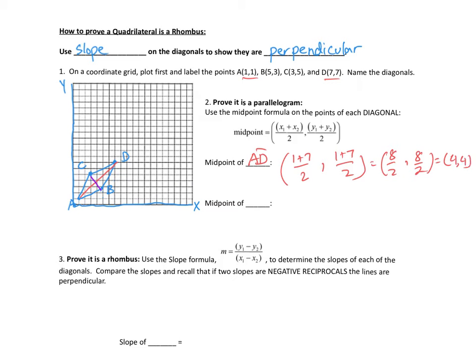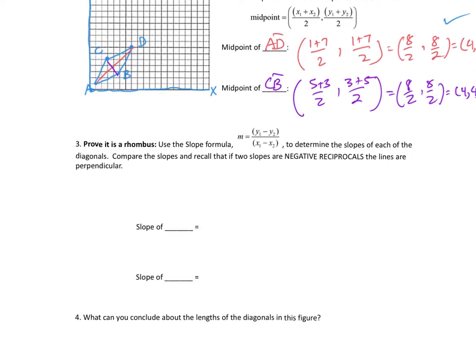Let's do CB, which is 5, 3, and 3, 5. So 5 plus 3 divided by 2, and 3 plus 5 divided by 2, which is 8 divided by 2 and 8 divided by 2, just like the last one. It reduces to 4, 4. So we got a parallelogram going on here.